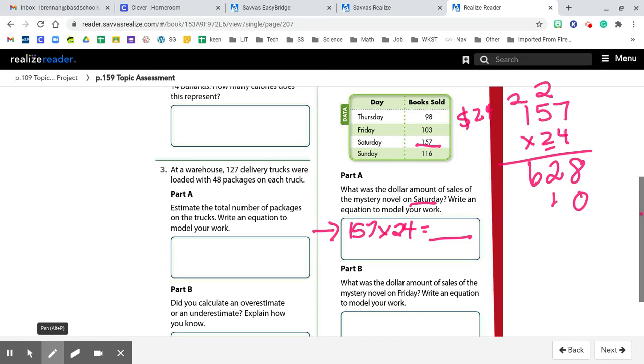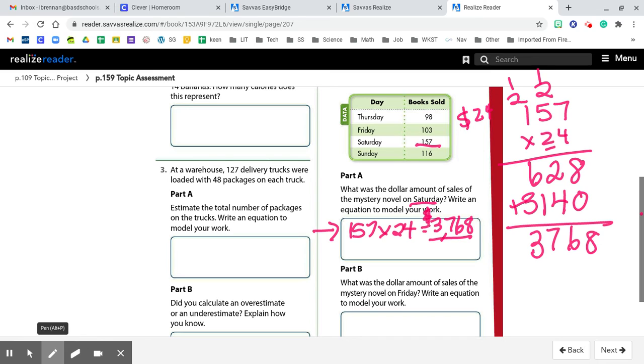2 times 7 is 14, carry the 1. 2 times 5 is 10, plus 1 is 11. And 2 times 1 is 2, plus 1 is 3. 8, 6, 7, 3. So our answer is $3,768, and don't forget your dollar sign. And that's writing the equation.